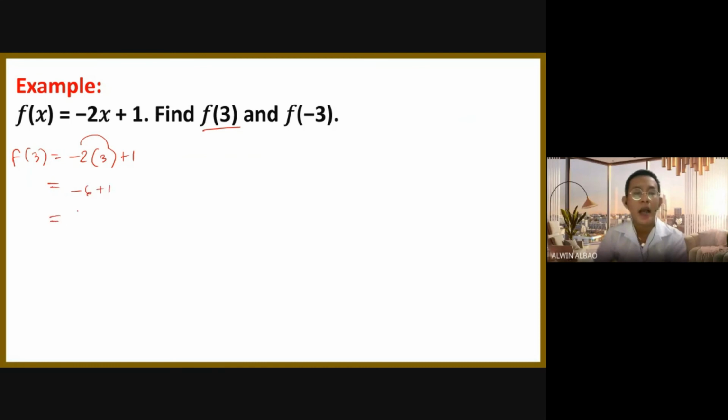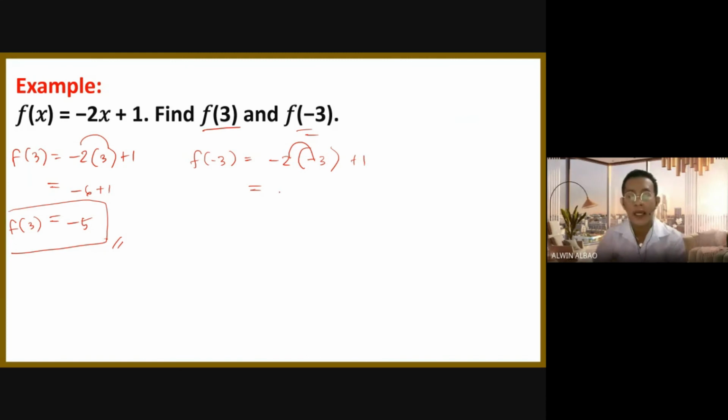Then simply perform natin yung operation. Negative 6 plus 1 is negative 5. So therefore, f of positive 3 is equals to negative 5. Okay, what about f of negative 3? f of negative 3 is equals to negative 2 multiplied by negative 3 plus 1. Then perform negative 2 multiplied by negative 3. So, correct, negative, i-multiply, positive na siya. So, positive 6 plus 1. Then, perform operation, 6 plus 1 is 7. So, therefore, f of negative 3 is equals to positive 7. So, yun yung tinatawag natin na function notation.